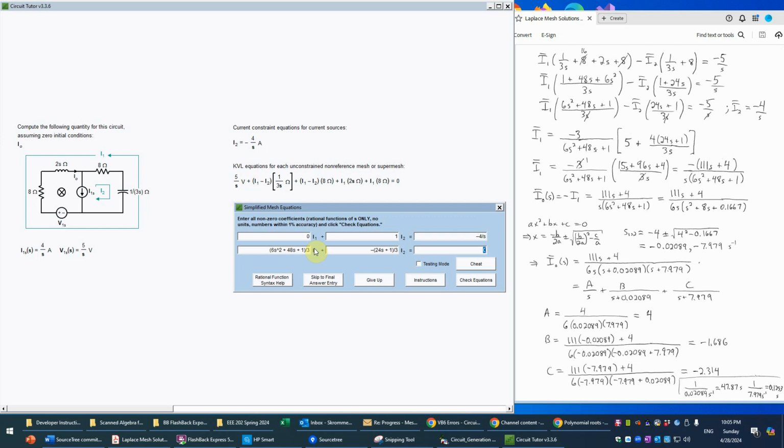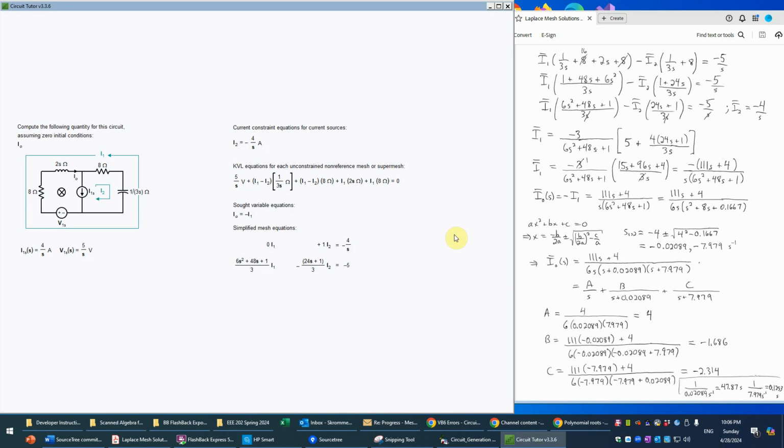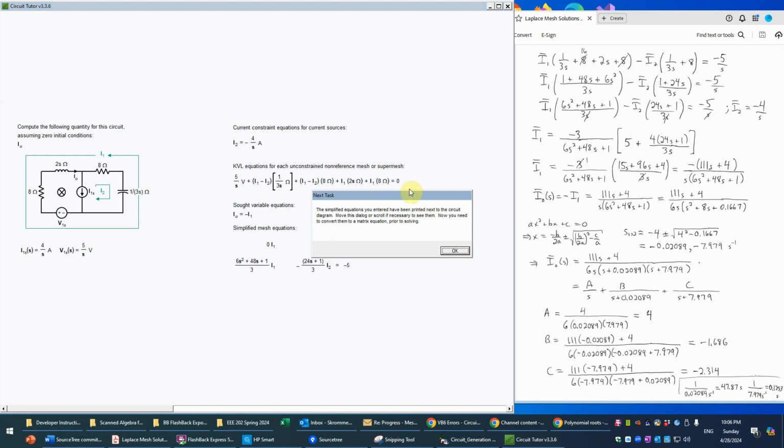And then the right-hand side is just going to be our negative 5 over s. Or, I'm sorry, we canceled the s, so it's just going to be negative 5. Right, so we've already canceled the s. That should be fine, and now we'll check that. And that is correct, and it's printed on the screen now.